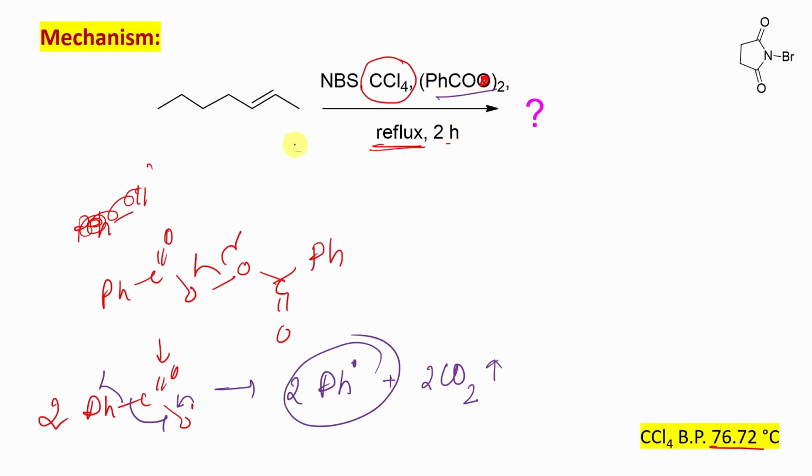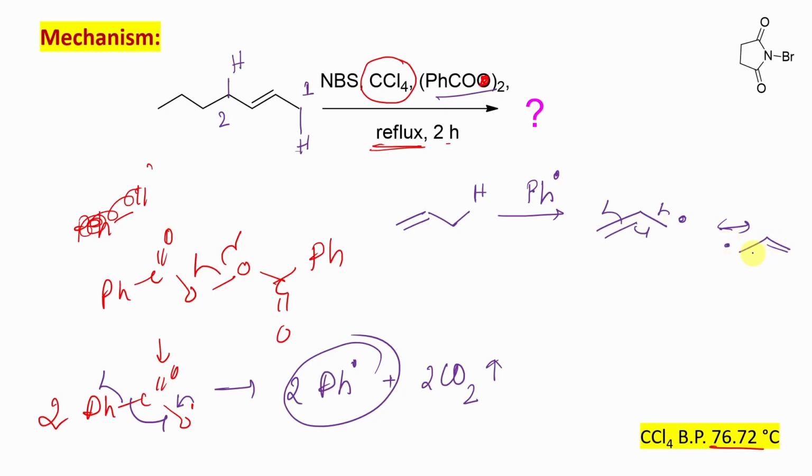Now the next phase: this radical has 2 chances. It can add to the alkene, or it can react with the allyl hydrogen. By the way, there are 2 allyl hydrogens, so you can say this is number 1, this is number 2. These allyl hydrogens react with the Ph radical, and it generates another radical, an allyl radical. Allyl radicals are resonance stabilized. How? One electron can come here, one can come here, so in this way it produces another radical. Radicals are very reactive species, but there is some stability because of resonance.